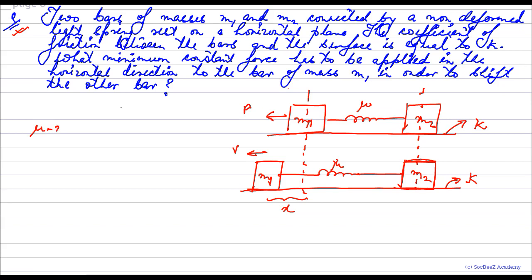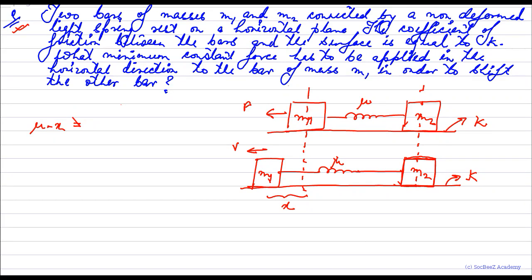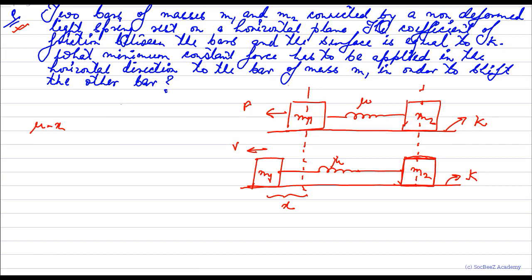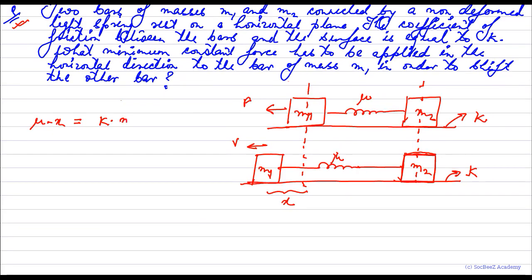Now, mu into the extension, this is going to be the spring force which the spring is going to apply on the block of mass M2. Fine. This must be equal to the maximum amount of frictional force which the ground can apply on the bar of mass M2. Fine. So this must be equal to K into M2 into G. Okay. So this is, let's say, my first equation. Now, I can apply the work energy theorem, that is the total amount of work done on the system must be equal to the increase in the potential energy and the kinetic energy of the system.